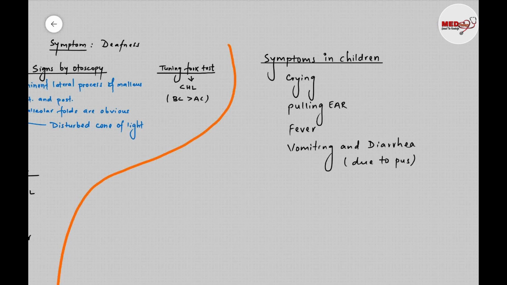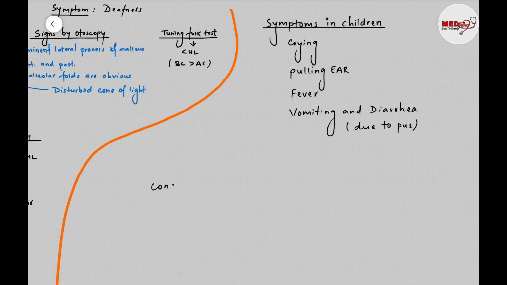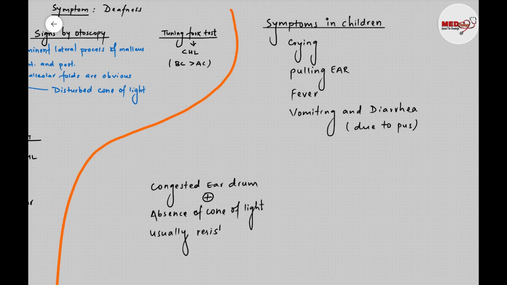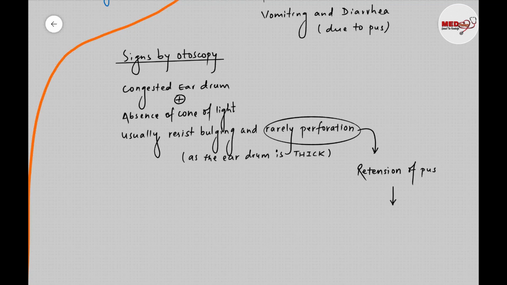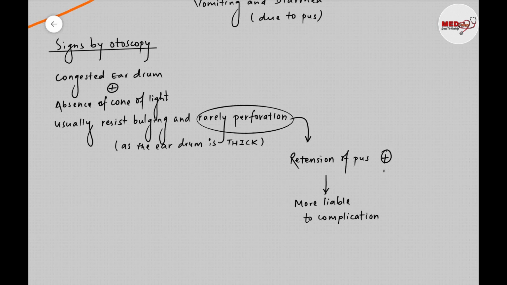That will irritate the GIT, causing vomiting and diarrhea. If we observe the ear of these children through the otoscope, then we will find a congested eardrum and the cone of light will be absent. The tympanic membrane usually resists bulging and rarely perforates. This happens because of its thickness. So in the case of children, the tympanic membrane rarely perforates. That's why usually there is retention of the pus inside the middle ear. This pus may spread to the inner part of the ear or inside the cranium, creating some complication. That's why children having otitis media are more liable to complication as compared to adults. The low immunity of children also supports the complication.